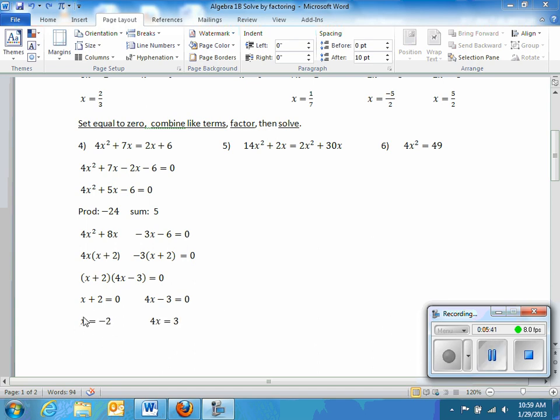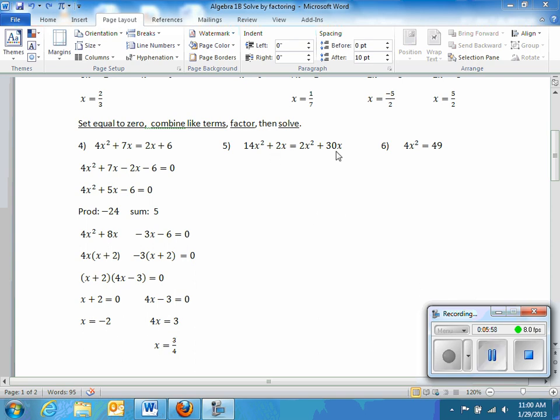So x equals negative 2 is one answer. Over here we'll have to divide both sides by 4, so x will equal 3/4. So there's our two answers. x equals negative 2 and x equals 3/4.